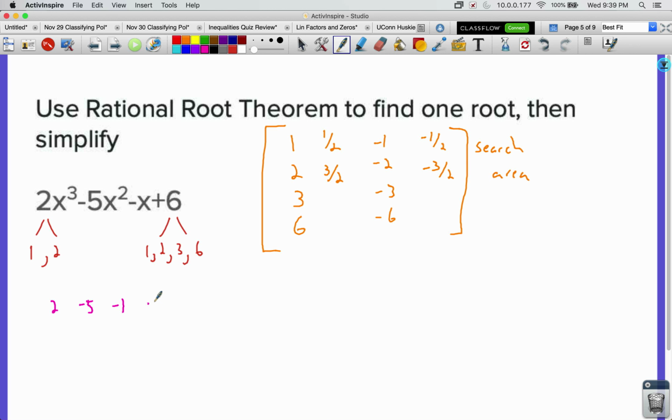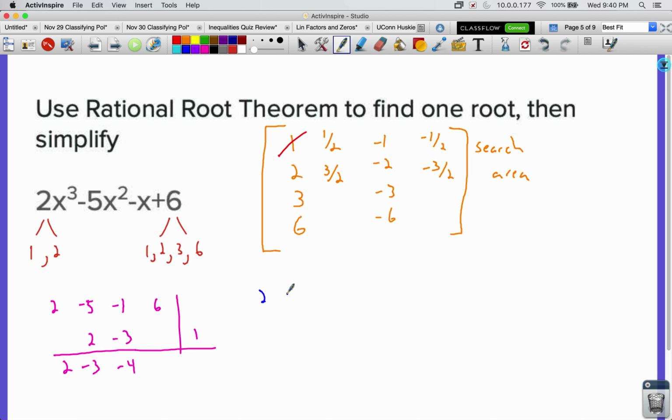We'll try 1 against this function. So drop down the 2, we get a 2 here, -3, -3, -4. This one's not going to work. I can already tell this. We're not going to get a 0 here. All right, so we move on to +2.